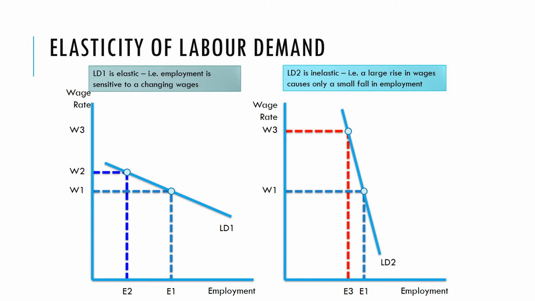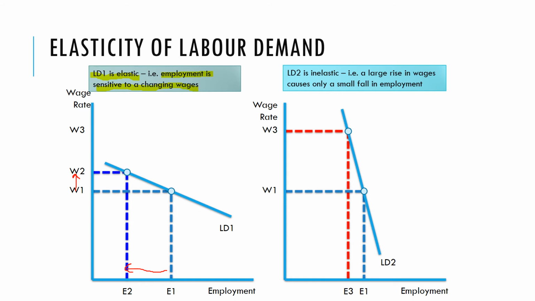Now, if we have a demand curve for labour, the relationship between the wage rate and the amount of employment that businesses want to do, then that can be either elastic or inelastic. If the demand curve for labour is elastic, what we're saying is that employment levels are very sensitive to a change in wages. So if the wage rate rises from W1 to W2, we see a big fall in the level of employment.